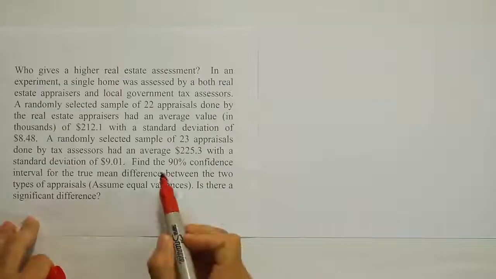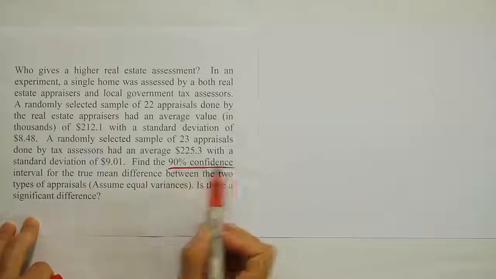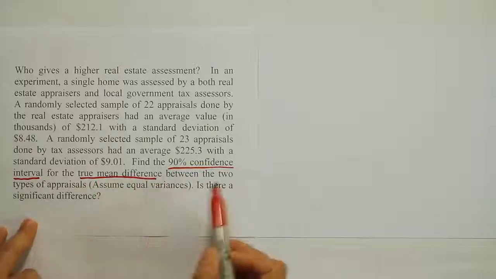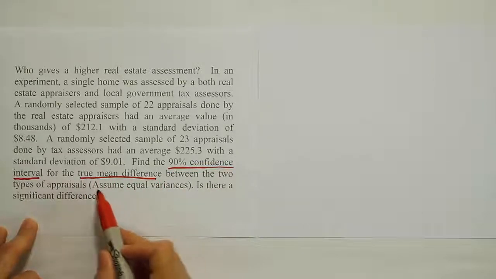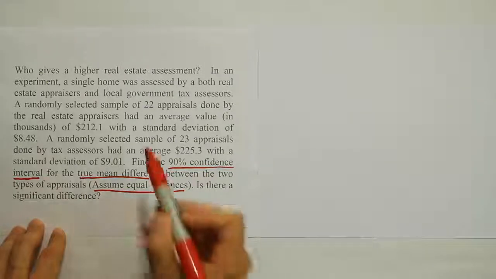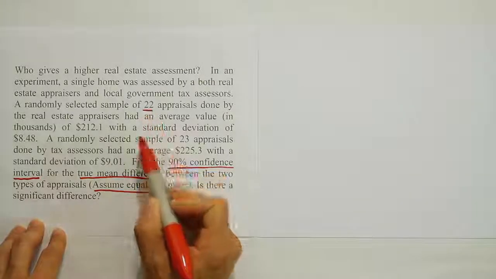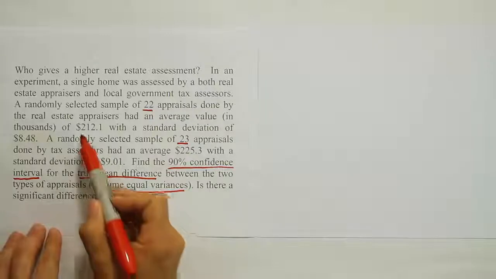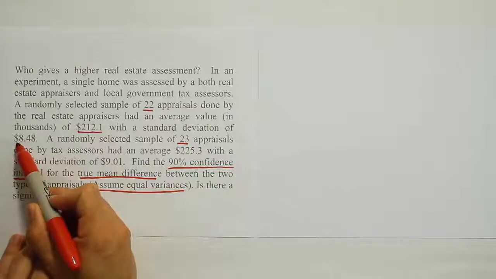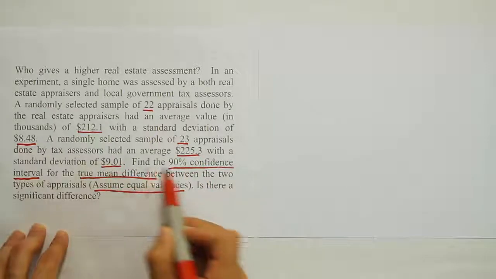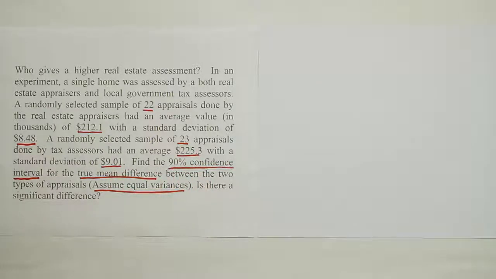Okay, so they're clearly asking us to find the 90% confidence interval, so it's a confidence interval. We're looking for the true mean difference between the two appraisals. They then tell us to assume equal variances. That's an indication that it's going to be a t-interval, and that's probably because our sample sizes are small. And yes, we see that the sample sizes are 22 and 23 respectively. Now, they tell us the mean and the standard deviations. Let's identify those for both groups. And then they give us our confidence level. So we have everything we need to do our confidence interval.